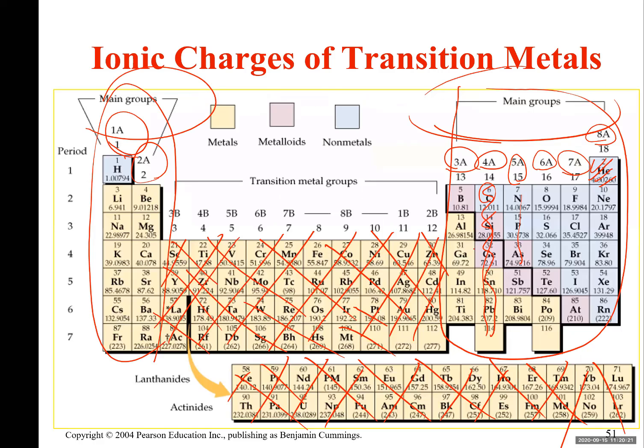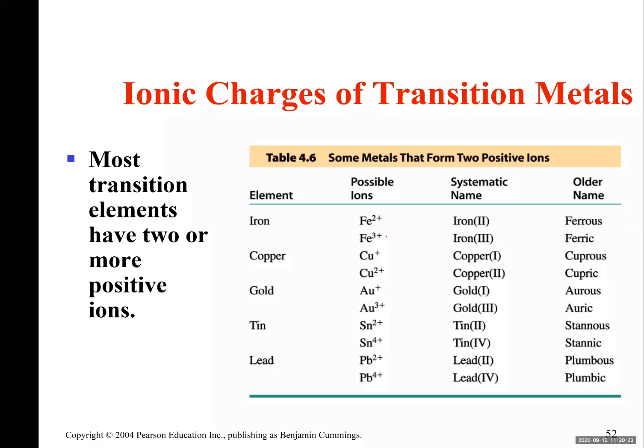what about transition metals here? Do you see iron is a transition metal? It's not a main group metal. Do you see it can have a charge of 2 or 3. So they don't have a single charge, except for zinc, of course. Zinc is the exception.